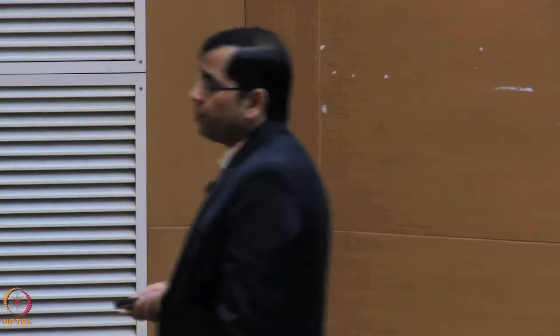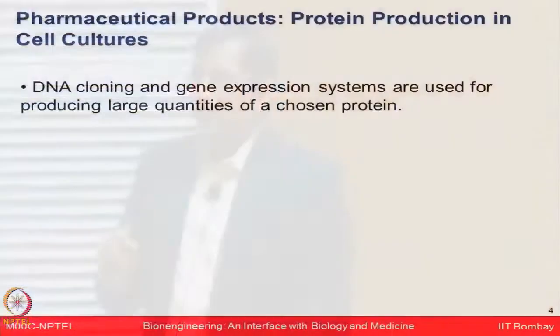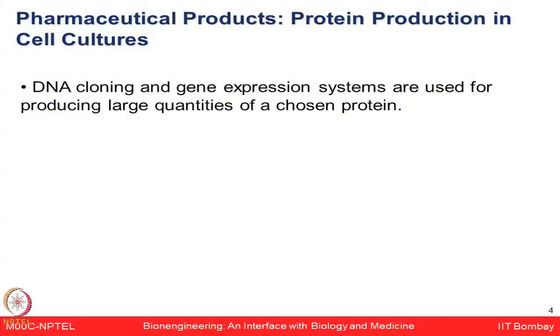Let's now move on to see that there are many applications of doing the cloning. Not only can you make a large amount of DNA, but you can also do protein production, and that has huge value for a lot of pharmaceutical products. So DNA cloning and gene expression systems can also be used for producing a large quantity of a chosen protein. Just for your curiosity, let's imagine how to use these expression systems for protein production.